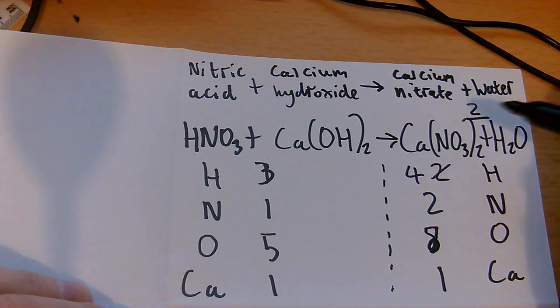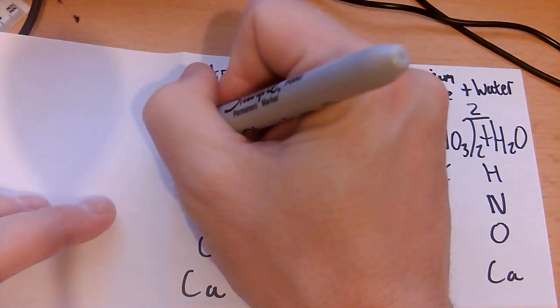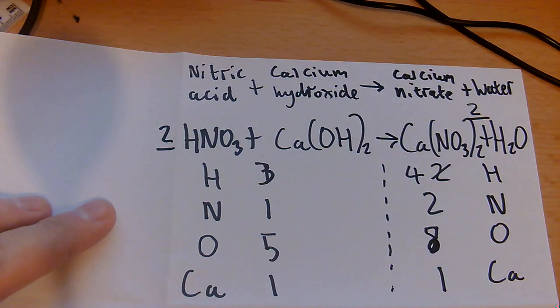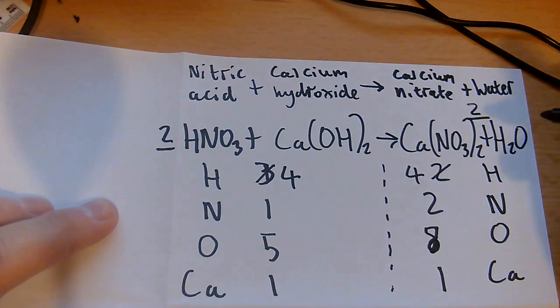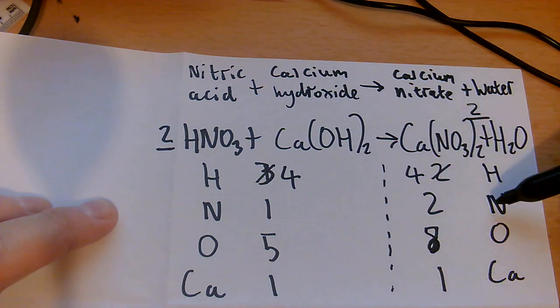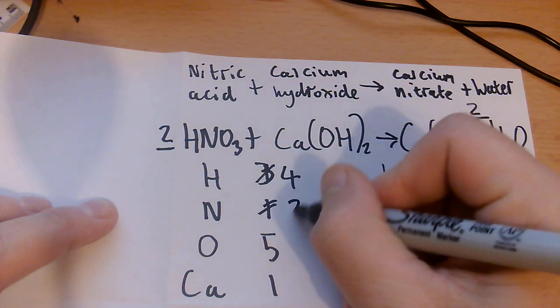Now I need to balance that 3 to a 4, so I'm going to go with that. So I'm going to put a 2 there, okay. So then that will make it a 4, so that's looking balanced. Now nitrogen is 2, and here that will make that a 2, so now that looks in good order.